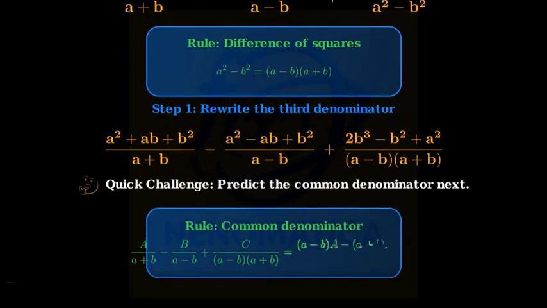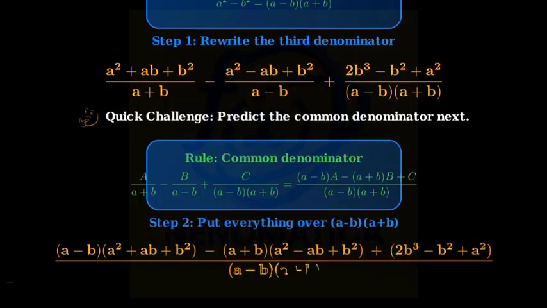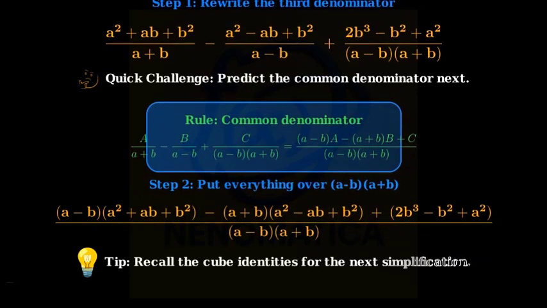Step 2. Combine all three terms over the common denominator (a minus b) times (a plus b). We will multiply the first numerator by a minus b and the second numerator by a plus b, leaving the third as is. All changes will be colored orange.